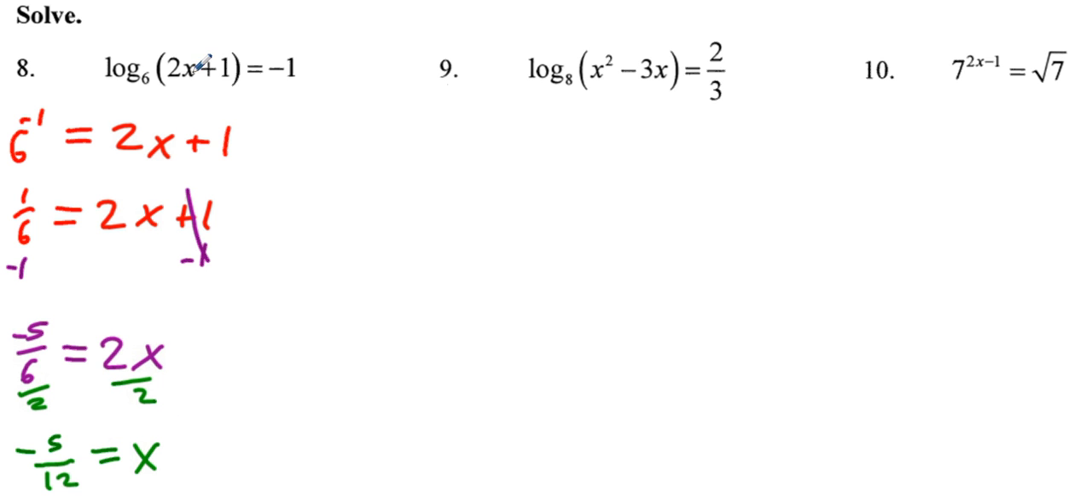Plug it in just to make sure we don't have an extraneous solution by having a negative inside the parentheses. 2 times -5/12 would be -10/12 plus 1. -10/12 plus 1 is positive, so it's good. Because it would be -10/12 plus 12/12.